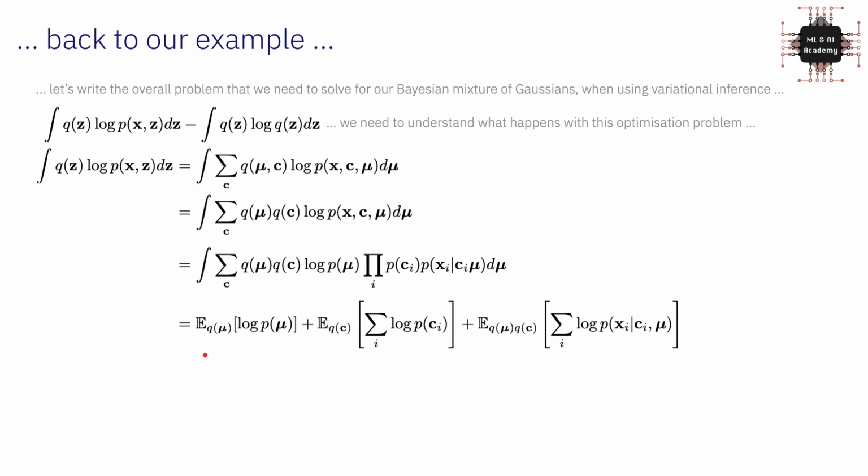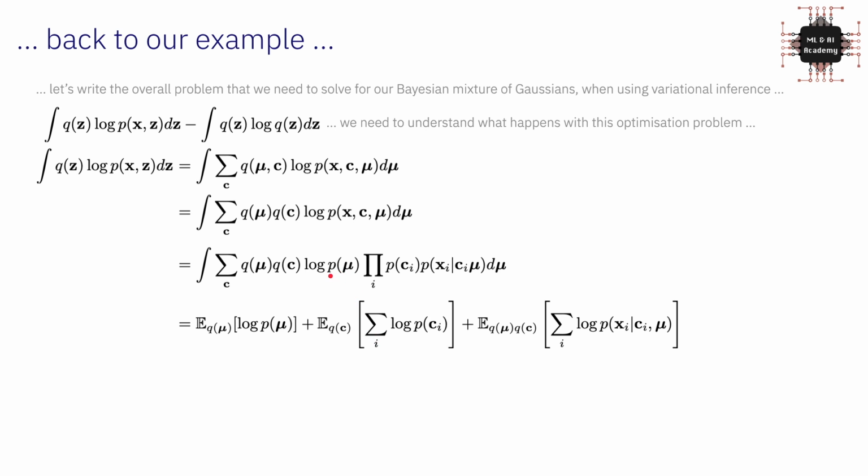Now remember that I can split the log. So I can say this is log of p of mu, then log of this product becomes summation of log of this, plus another summation of log of that. Notice that log of p of mu only depends on mu, and that's why this becomes integral over q of mu log p of mu, which is nothing but the expectation of log p of mu under q of mu. Similarly is the case for q of c.